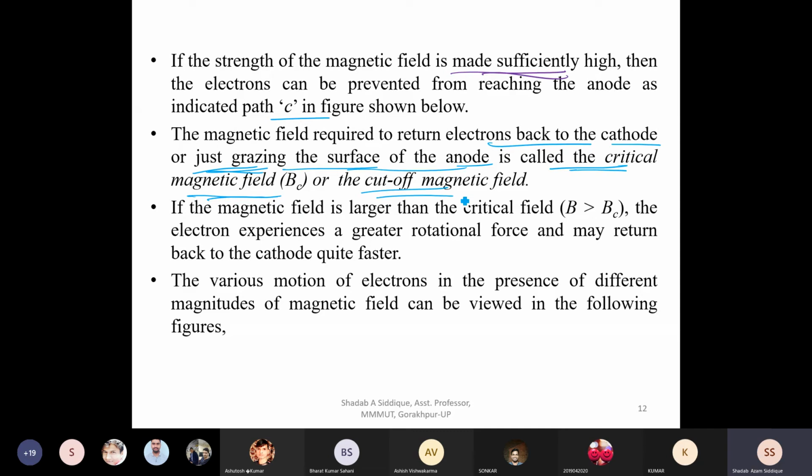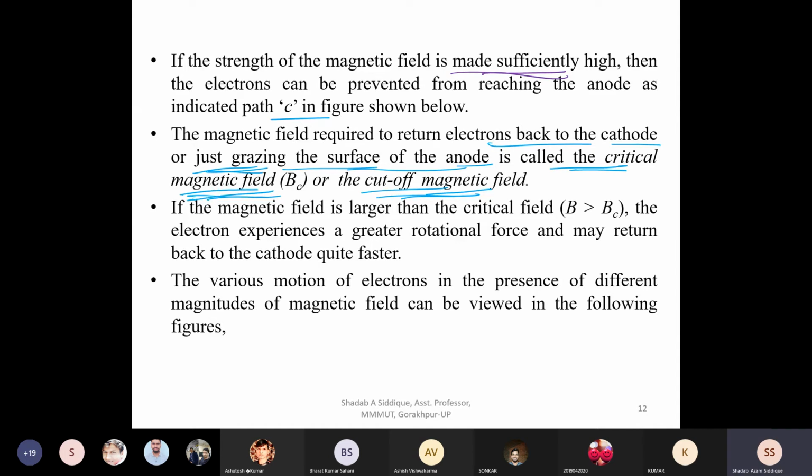Okay, that is also called the cutoff magnetic field. Cutoff magnetic field means that after this magnetic field, your electron will be reverting back, or moving in the backward direction. Your bending is increased so much. So this is called the cutoff magnetic field.